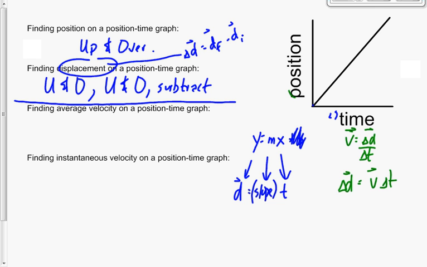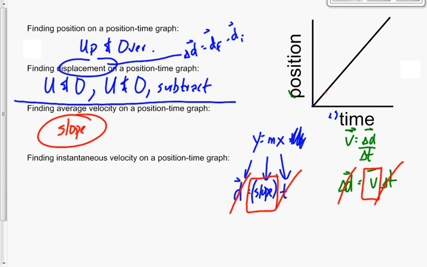I want you to cross off displacement position because it appears in both equations. I also want you to cross off time because it appears in both equations. What am I left with in this first equation? Slope. What am I left with in the second one? Velocity. If you want to find the velocity on a position time graph, calculate the slope. Does that make sense?